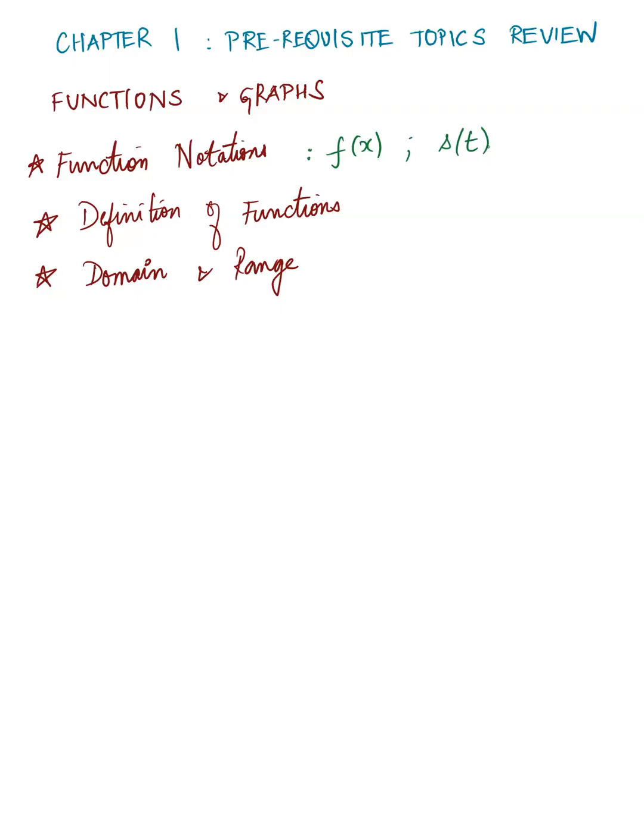And domain and range: domain is the collection of all x values that keep the function defined, and range refers to all the y values that keep the function defined. So let's take a look at some examples here.